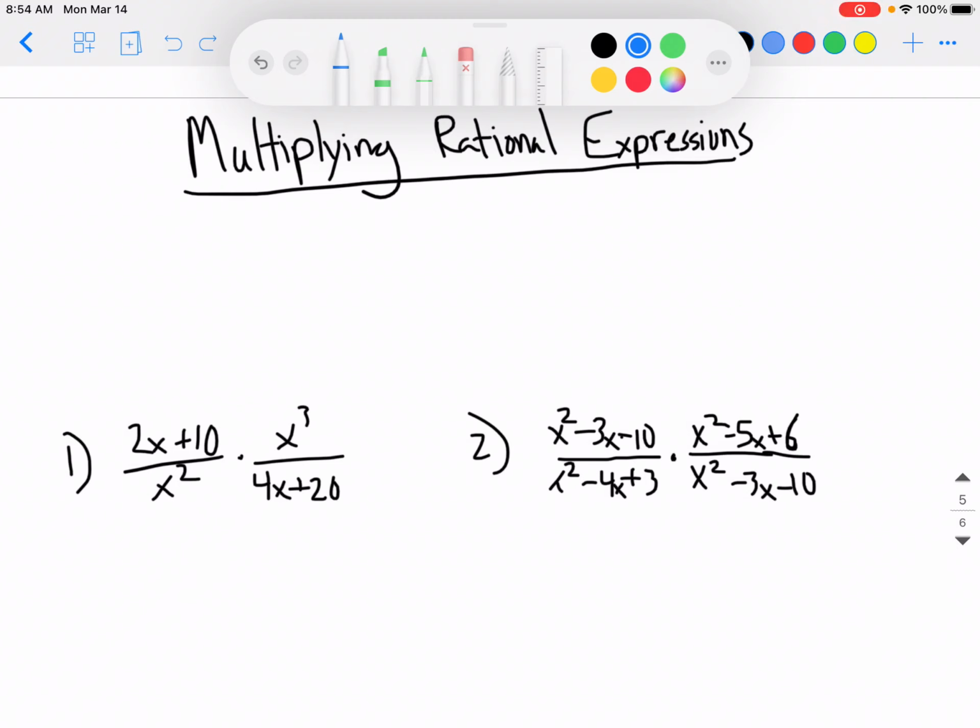Hello and welcome to this video where we're going to work on multiplying and then dividing rational expressions. Keep in mind, our rational expressions are nothing more than what I like to call algebraic fractions.